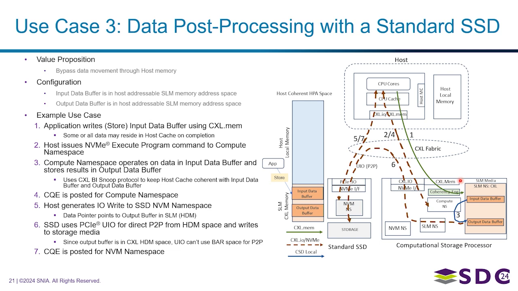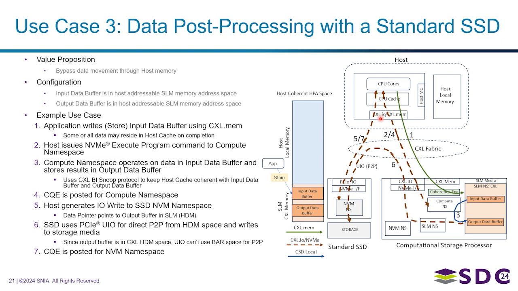When the application is done doing those writes, the host issues an execute program command to the compute namespace. So that's step 2. The compute namespace operates on the input data buffer and writes it to the output data buffer. This is still similar to example 1. And again, because of the coherency we have, we'll do a snoop back and validate, make sure that all of the data was transferred from the host to the device. So we've got all of our data there, and we can then operate on it. So we perform the operation in step 3, and then in step 4 we send a completion back.